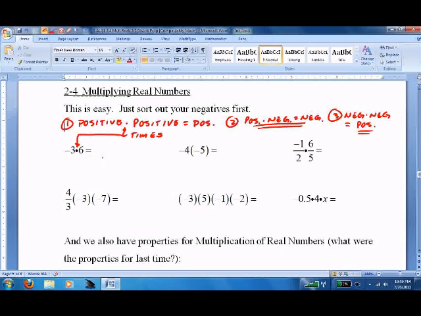So negative times a positive is a negative. 3 times 6 is 18. Negative times a negative is a positive, so I'm not going to write anything. 4 times 5 is 20. Negative 1/2 times 6/5 is a negative.